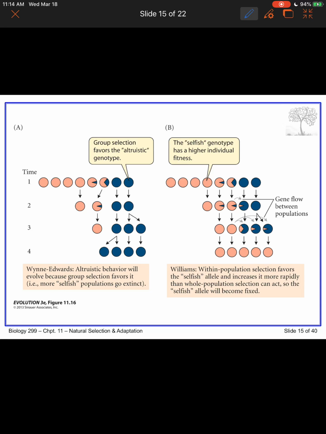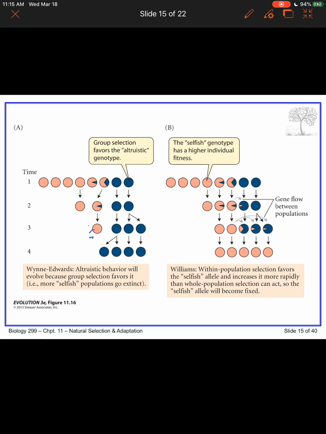We were talking about the difference between group selection, individual selection, all that sort of thing. So we had an example here on the left of group selection. Group selection on the left favors the altruistic genotype. So we have these groups with different genotypes, right? These would be selfish genotypes. These would be altruistic.